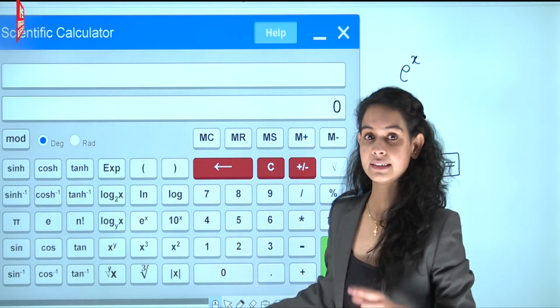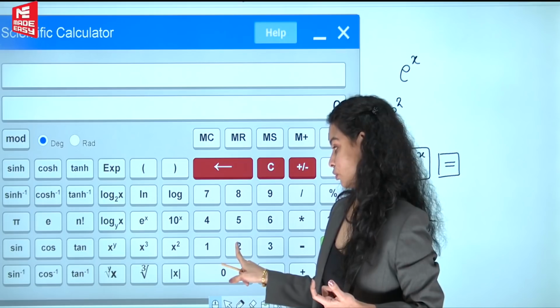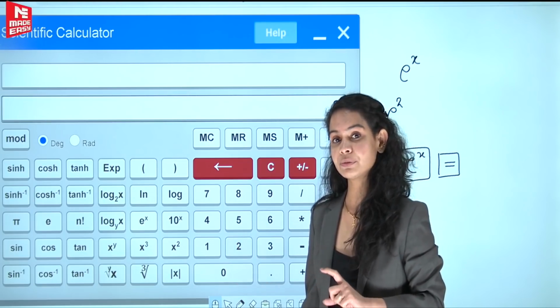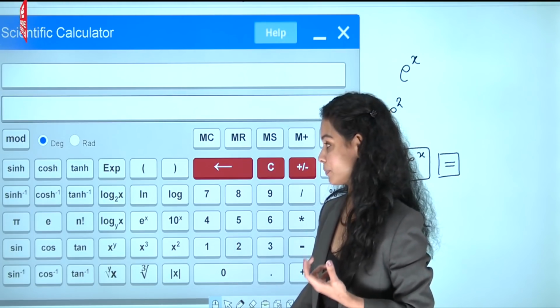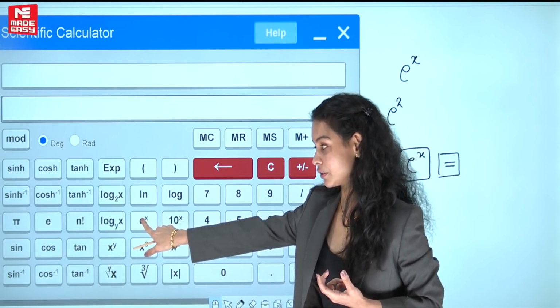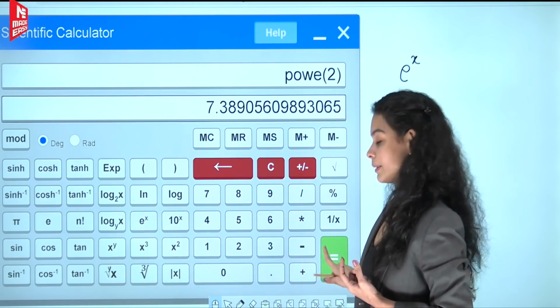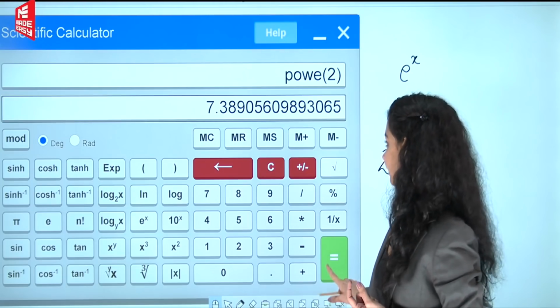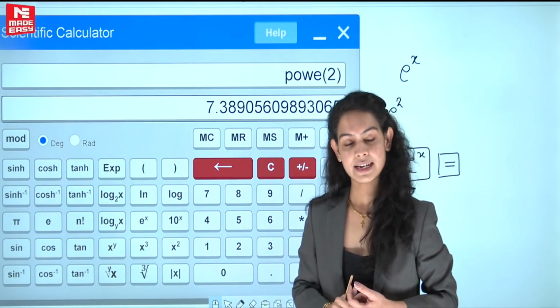So first you have to enter the value of x which is 2. So 2 and then you have to enter the function. You have to press the function tab which is e to the power of x. Then you have to press the equal to button. There you get your answer.